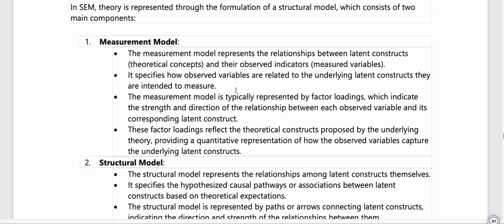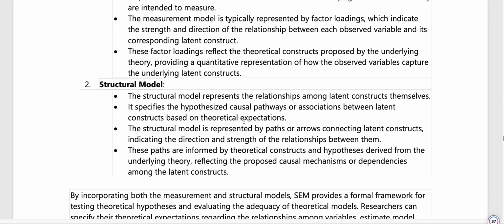The measurement model is typically represented by factor loadings, which indicate the strength and direction of the relationship between each observed variable and its corresponding latent construct. These factor loadings reflect the theoretical constructs proposed by the underlying theory, providing a quantitative representation of how the observed variables capture the underlying latent construct.